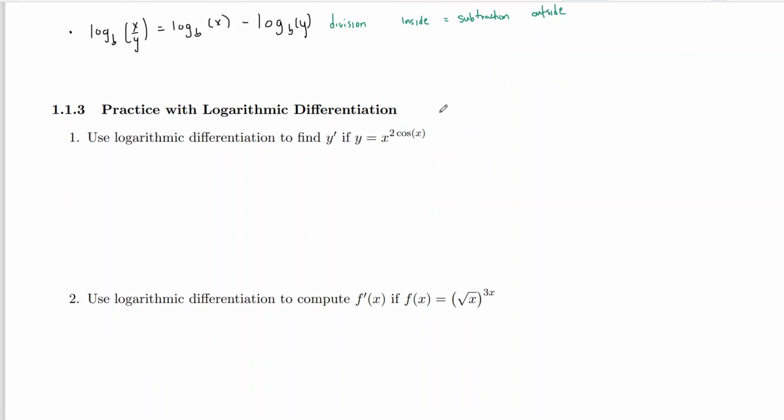All right, and once we get started on one, it'll hopefully make a lot of sense and it won't be nearly as terrible as it sounds.